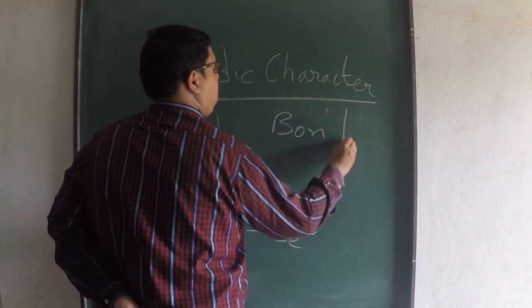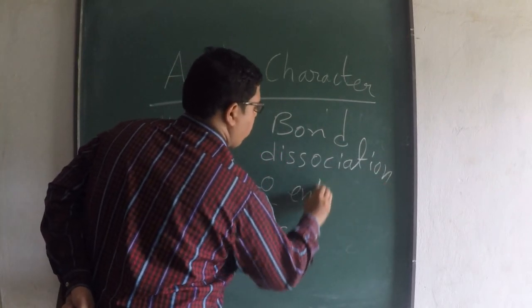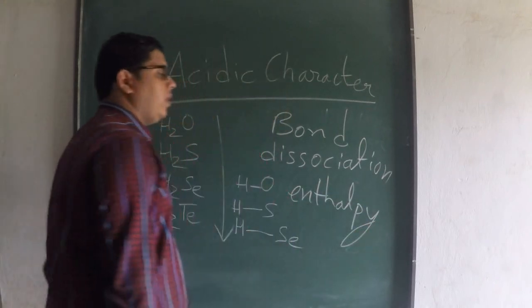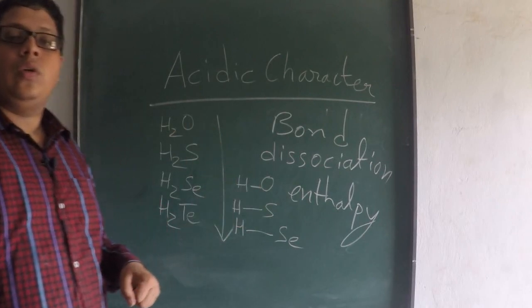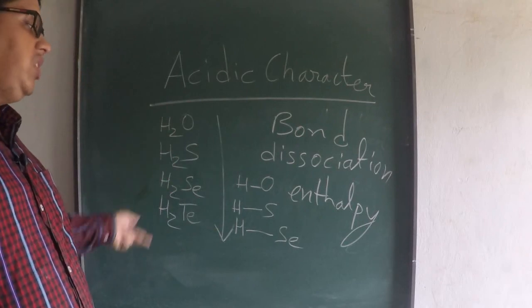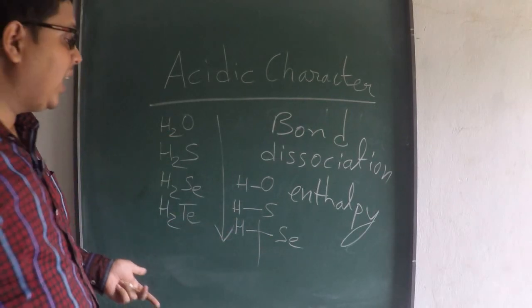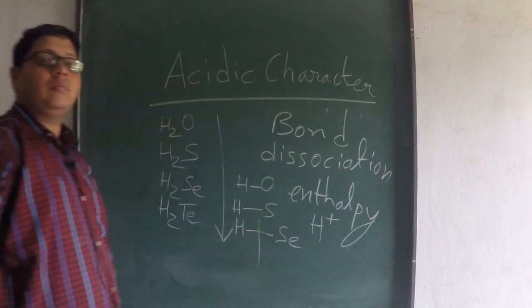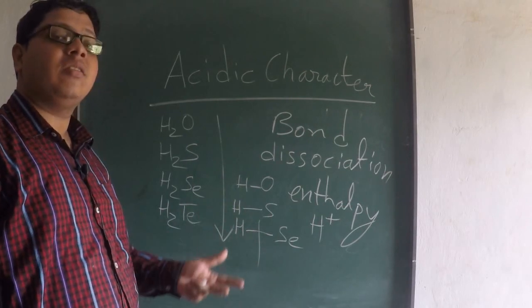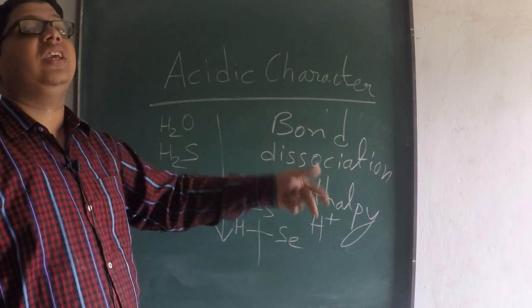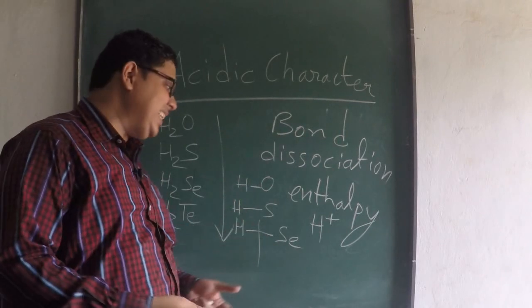Bond dissociation enthalpy is the energy required to break these bonds, and it becomes lower and lower as we go down the group. So why does that matter? If the bond dissociation energy is less, that means this bond can break. If this bond breaks, what will be released? H plus will be released. Whoever can release H plus, the proton, more easily is more acidic in character.